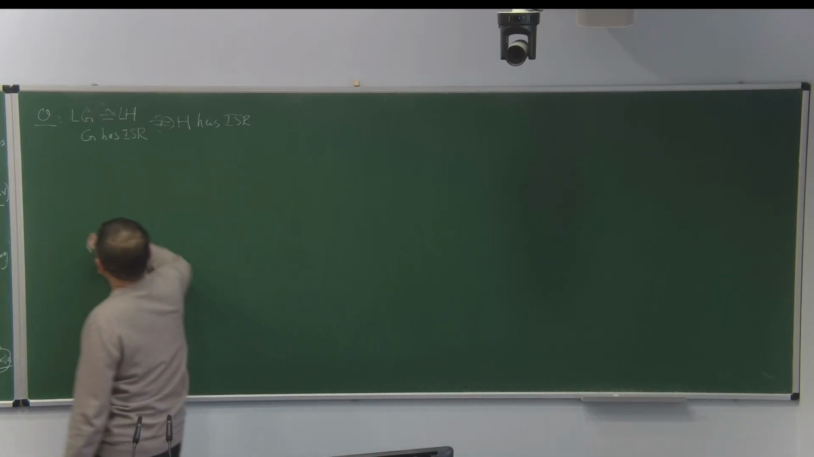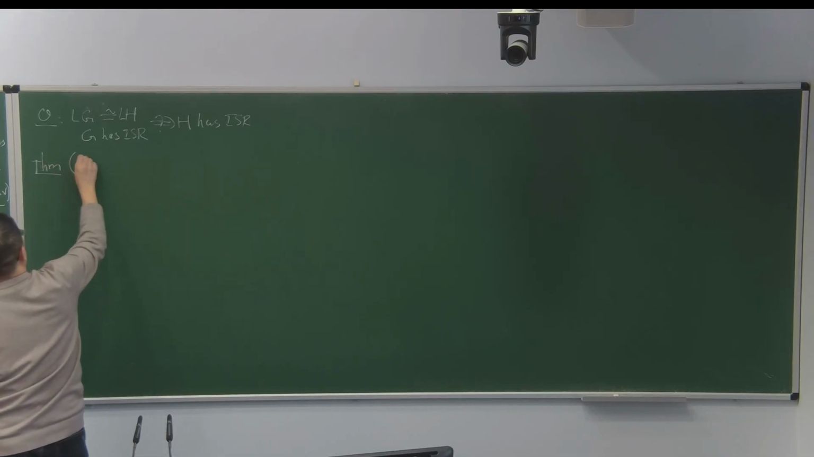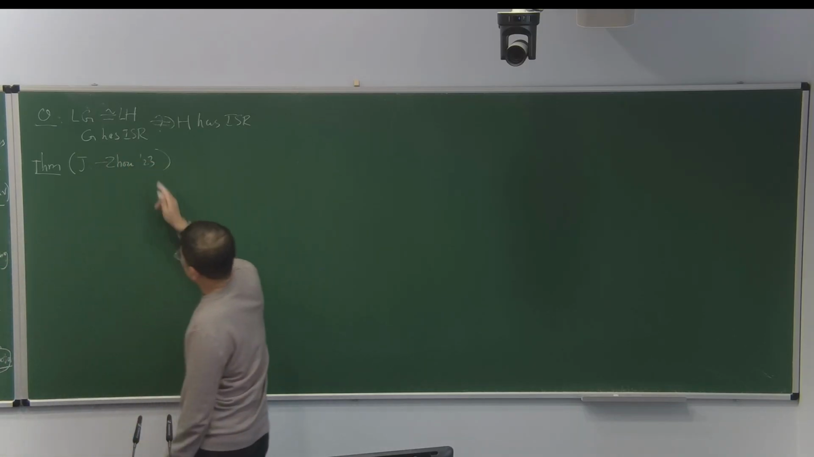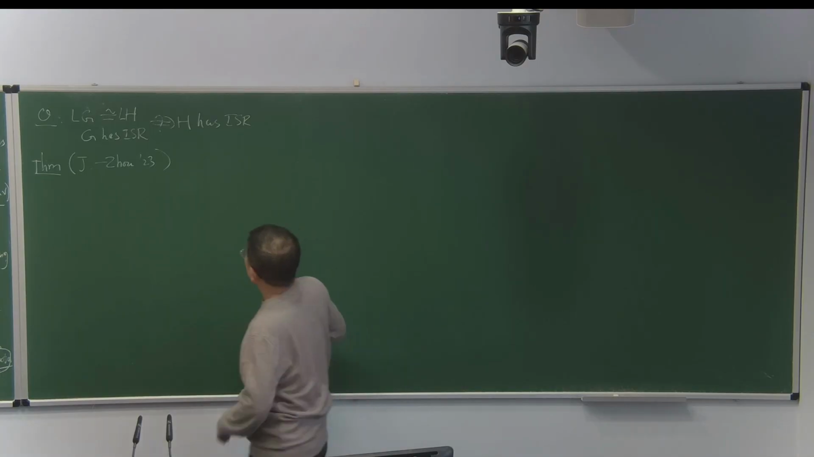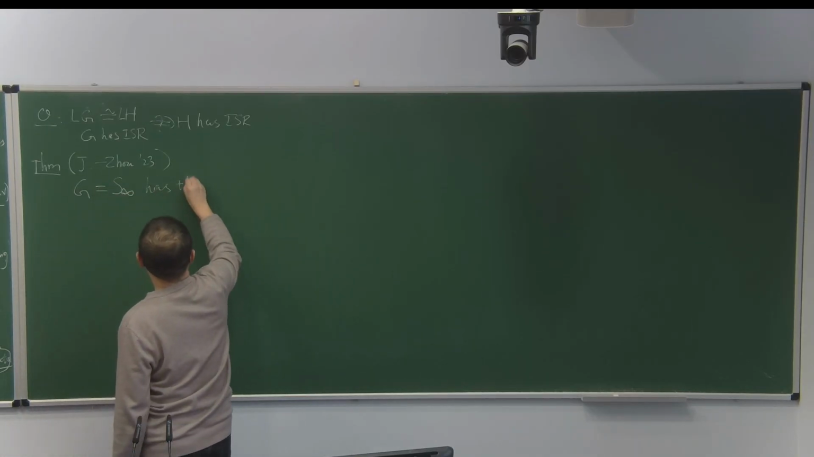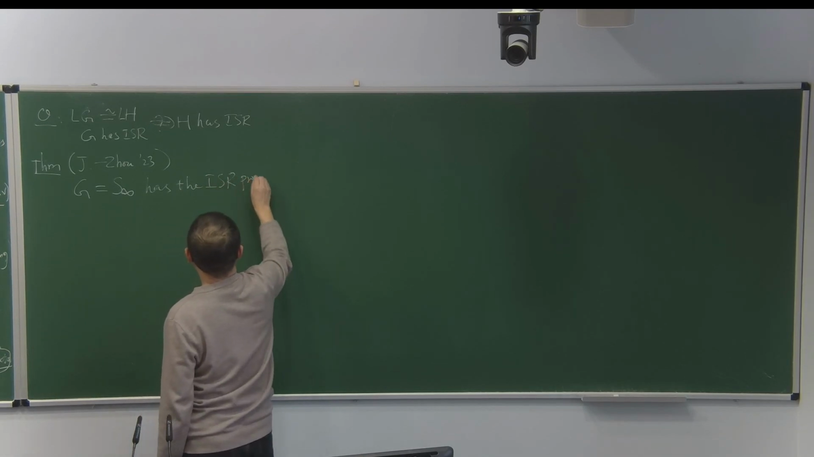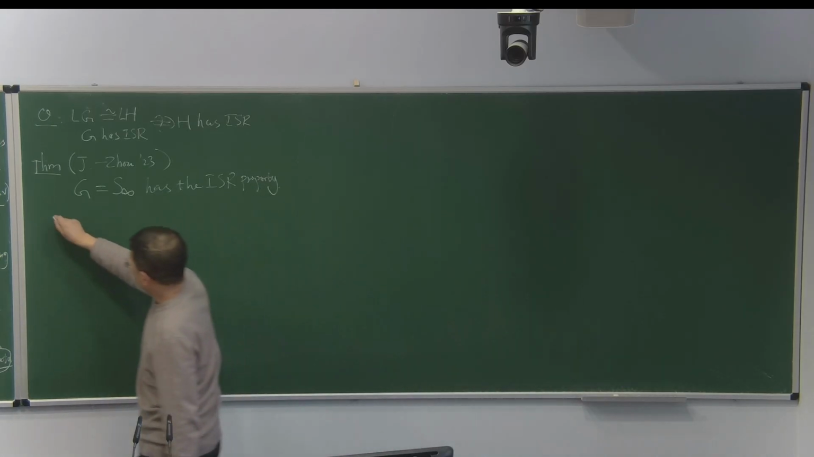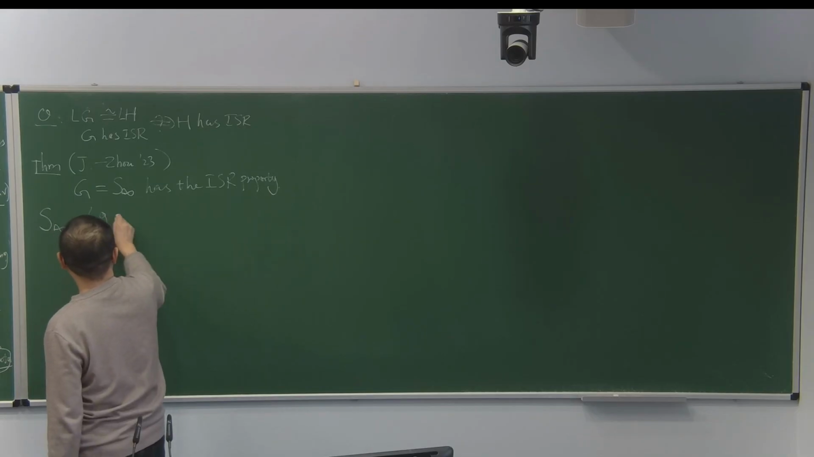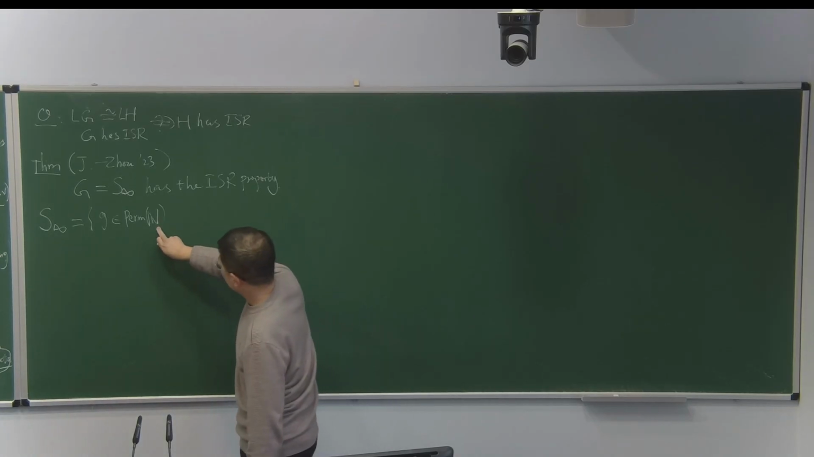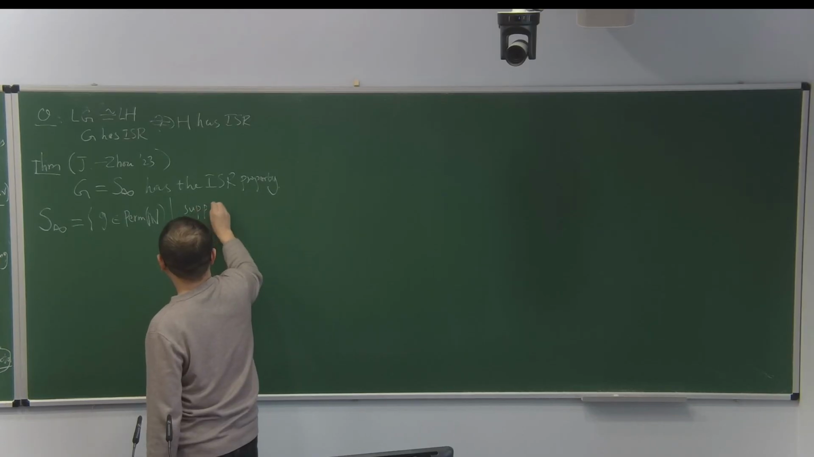This was solved by me and Xiaoyan Zhou in December 2023. We showed that if you take G to be S_infinity, this group has the ISR property. Recall that S_infinity is the collection of all bijections or permutations of the positive integers such that the support is finite.